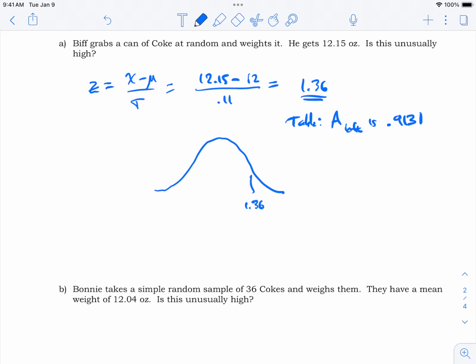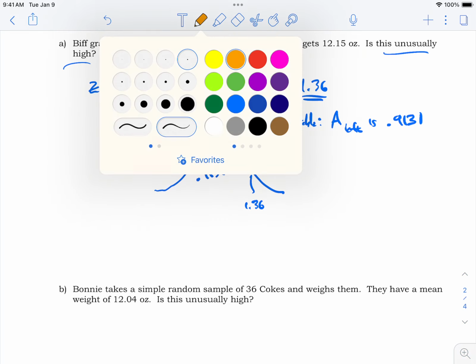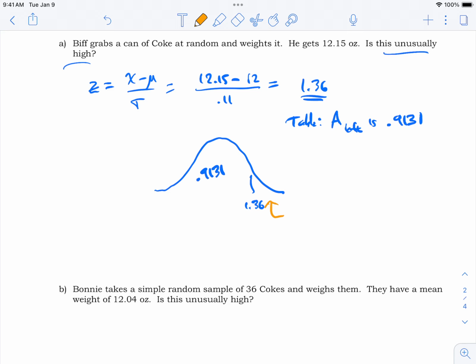Yeah, it's about there. So the table tells us that the area to the left is 0.9131. Is that what we're interested in? Well, the question is, is this unusually high? So unusually high, we're talking about how likely is it to get a can at least this heavy? At least this heavy would mean this heavy or heavier, which would be the area to the right. So you'd have to go 1 minus the 0.9131, and you get 0.0869. If I make it a percent, it's like 8.7%. So does that seem unusual?